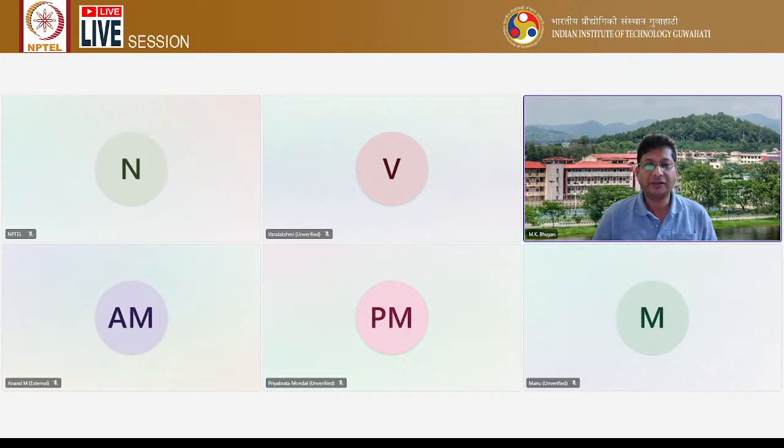And after this, I discussed the image segmentation techniques like the split and merge technique, region growing technique, active contour technique, and K-means clustering. These types of techniques I discussed in image segmentation.